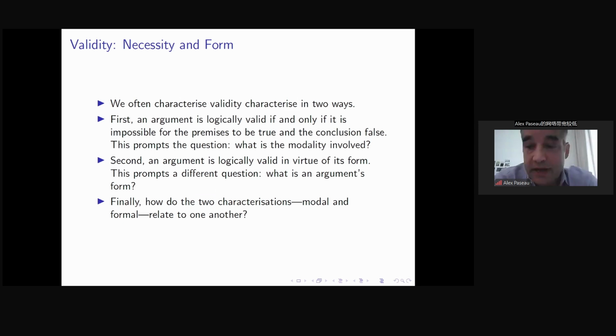And of course, another question you might ask is, how do these two characterizations, the modal and the formal characterization, relate to one another? Are they the same? They are clearly different, but are they the same in extensional terms? Do they come to the same thing? Should they be, or will they give rise to different extensional accounts of validity? Might it be that according to one, some argument is valid, and according to another, that same argument is not valid?